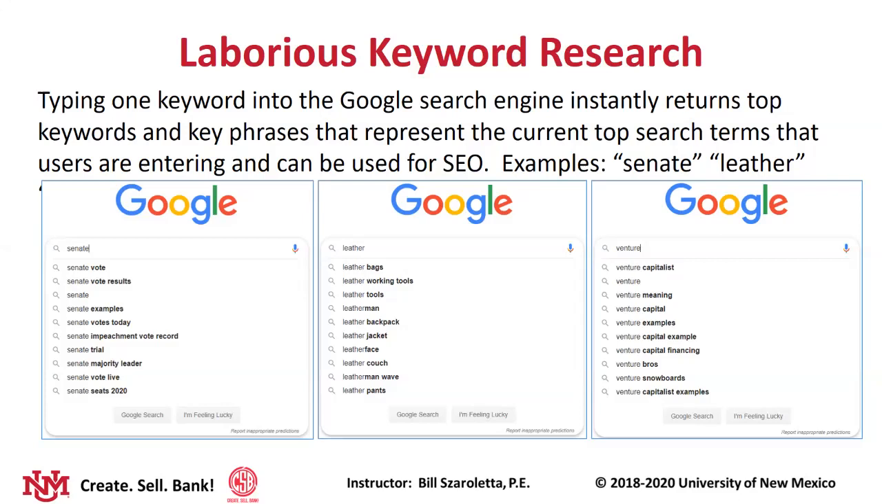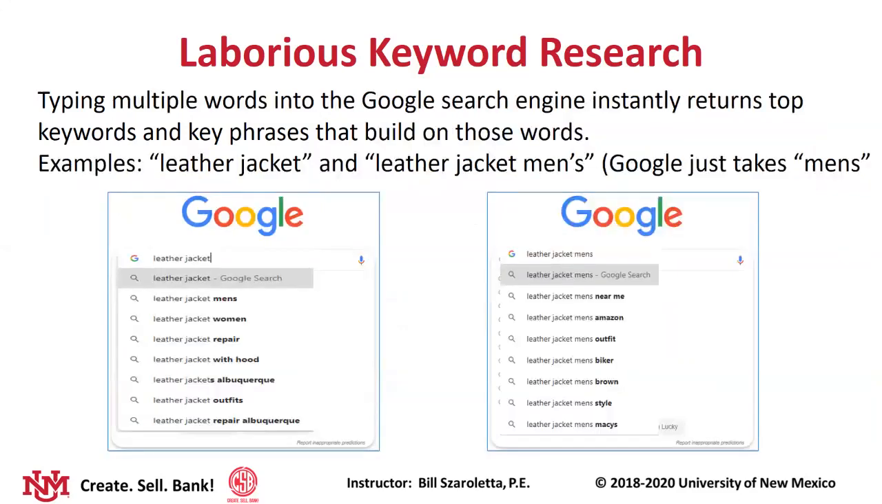Now, this is Google. You can do it for Bing, you can do it for Yahoo, you can do it for any other search engine. So here's what I was talking about. If you put multiple words into the Google search engine, it gives the top keywords and key phrases that build on those words. An example is you type in leather jacket, and you get leather jacket men's, leather jacket women, leather jacket repair, all the way down to it figured out that I'm in Albuquerque, leather jacket repair Albuquerque.